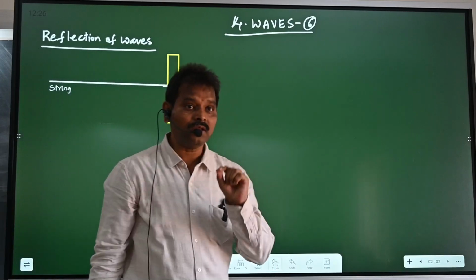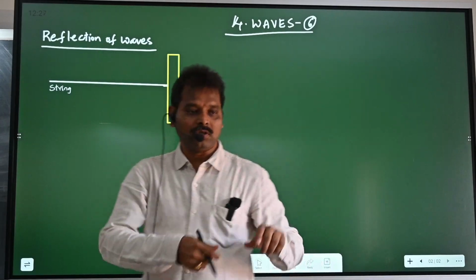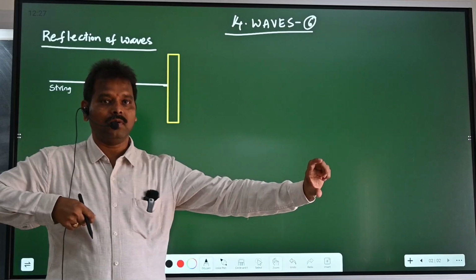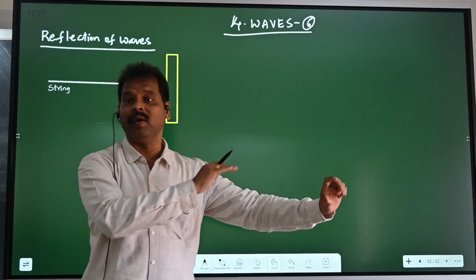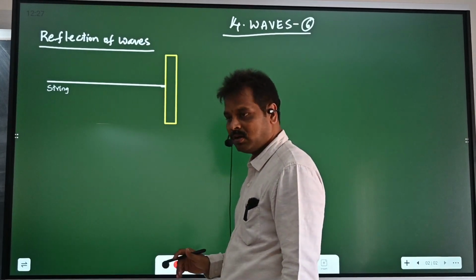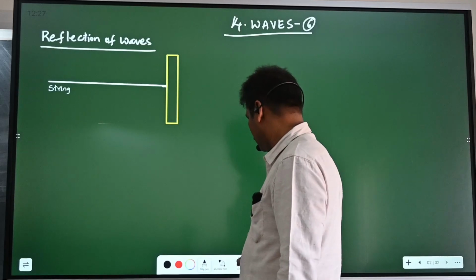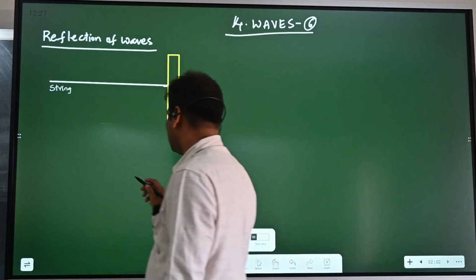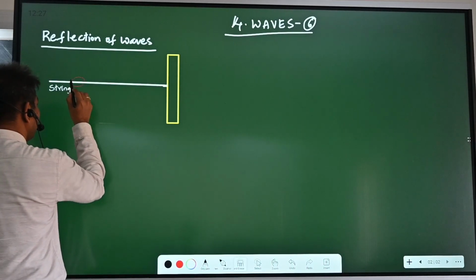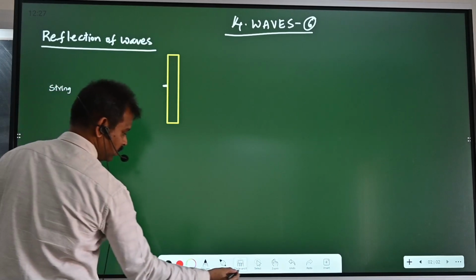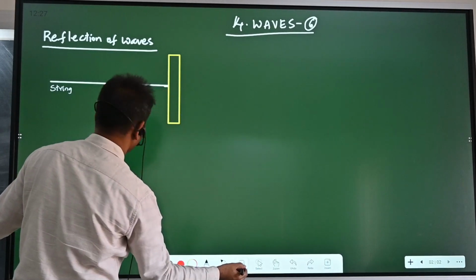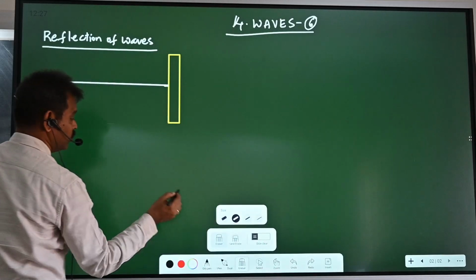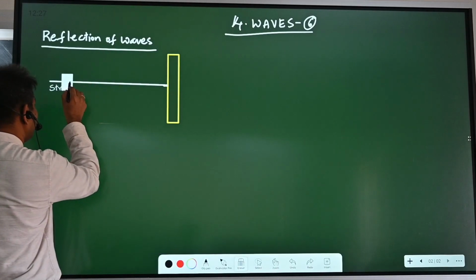So in this string, by applying some force, let us say this is a string. If you give one jerk, then a pulse will be created. So I am creating a pulse here now. In this region I am going to have a small pulse.